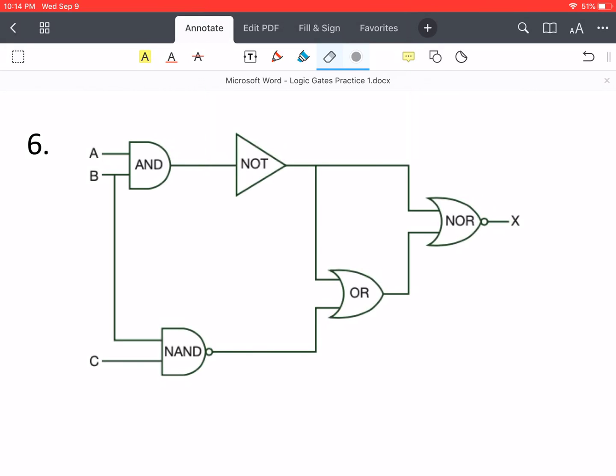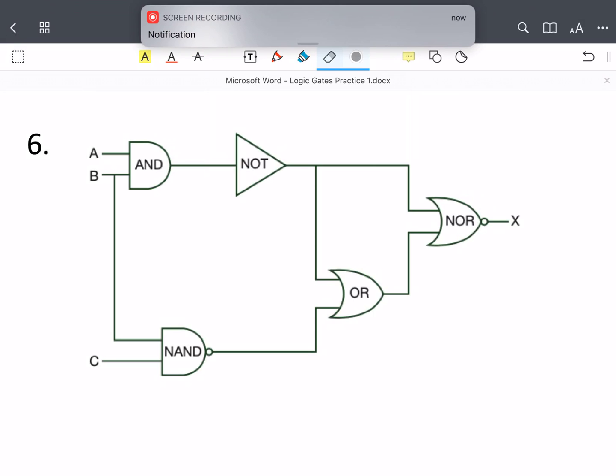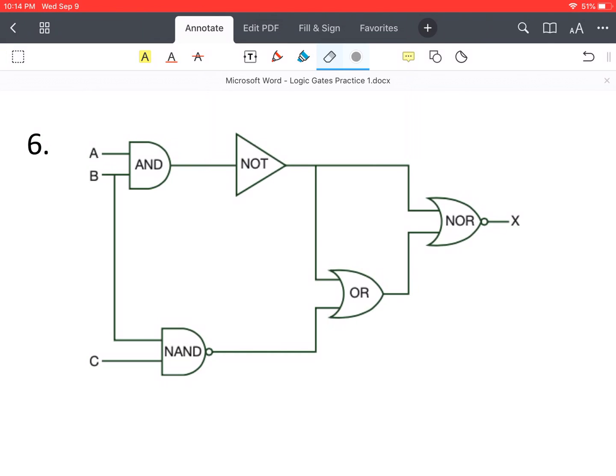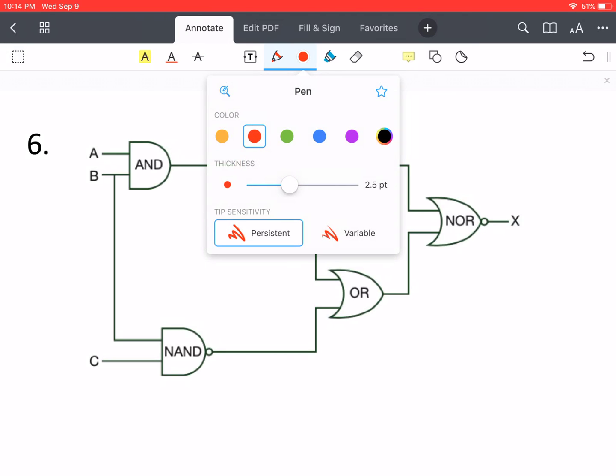First thing, Mr. Jacobs was kind enough to point this out for us when we were doing this in class. This NOT operator here is supposed to have a circle at the end. So somebody messed up there. I don't want to point fingers, but let's just be honest, it was probably CC's fault.